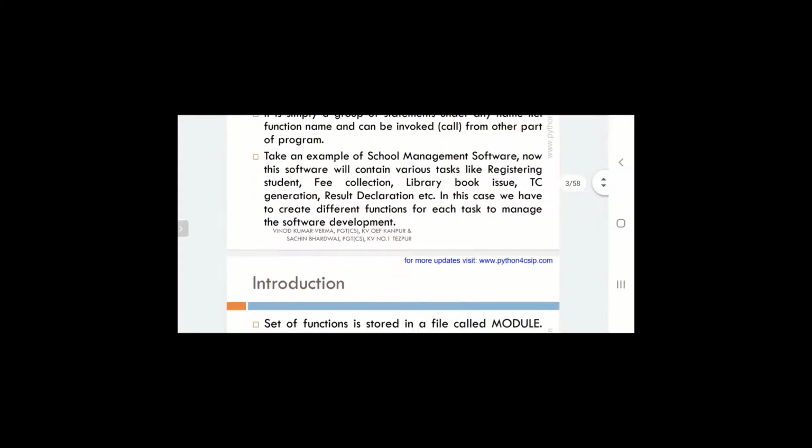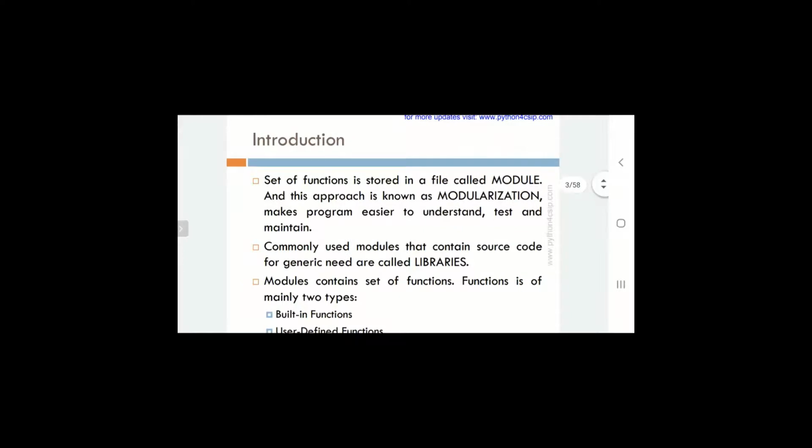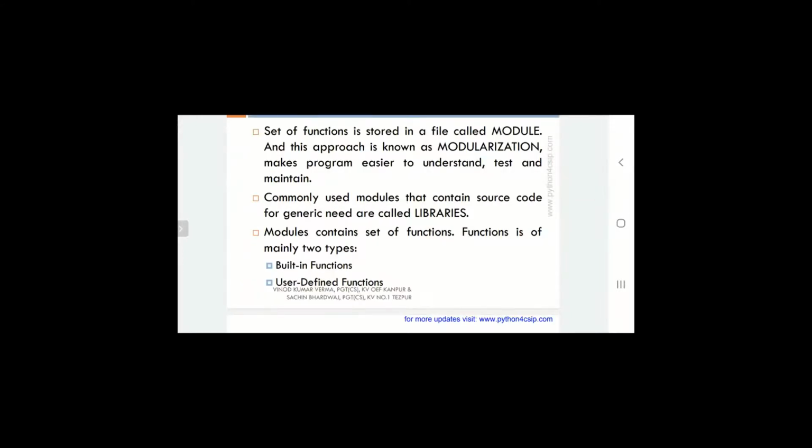Okay. Then we have seen two types of functions: built-in functions and user-defined functions. Built-in functions means many functions: the print function, the input function, many string functions, and a lot of functions we have seen. The append function in the list concept, the update function in the dictionary concept. These are all built-in functions. We need not define them. They are already defined in the Python library.